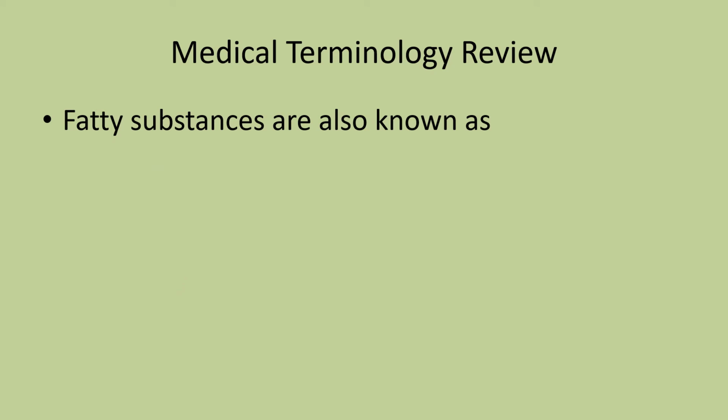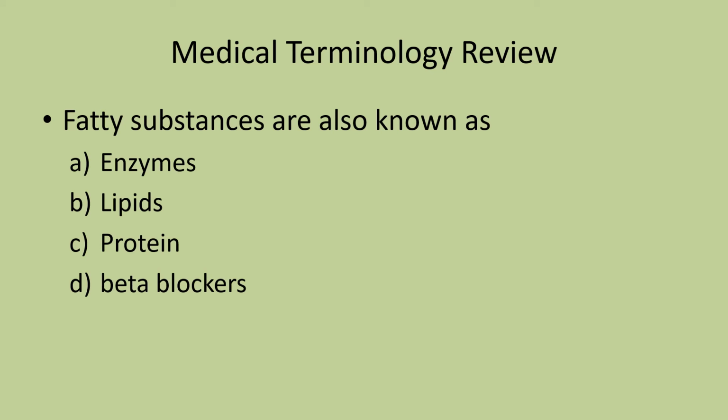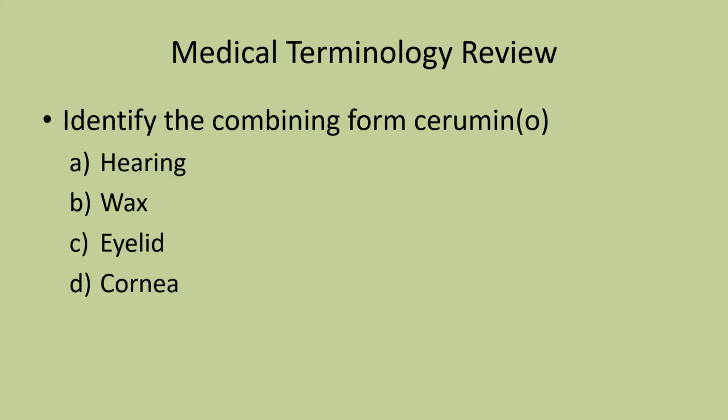Fatty substance. Couple terms for fat. Adipose, what else? Lipo and steat, right? So there's 3 of them that we went over. So this one is lipids. Lipids is another term for all the fats. Not too bad. You guys would do well. Sorumino is where? It's wax. What type of wax? Earwax. Good. Earwax.